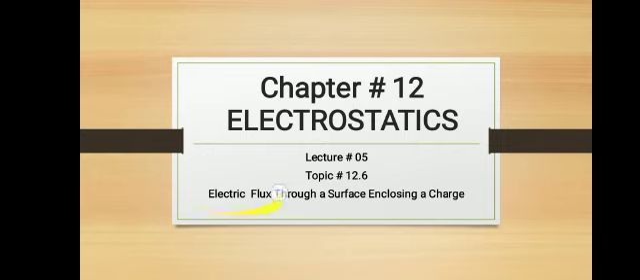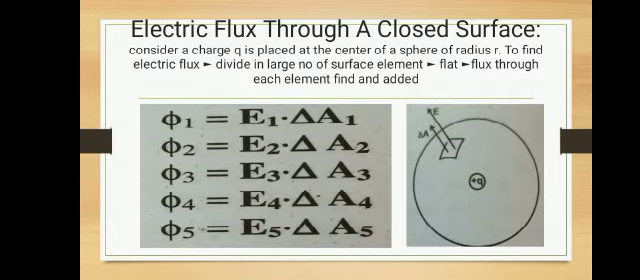You know about electric flux. You have learned in the last lecture that the electric field lines passing through any area is known as electric flux, and the strength of electric field lines passing through a unit area held perpendicular is known as electric field intensity. Now we are concerned with electric flux through a closed surface, through a sphere, or any surface enclosing a charge. Look at this figure.